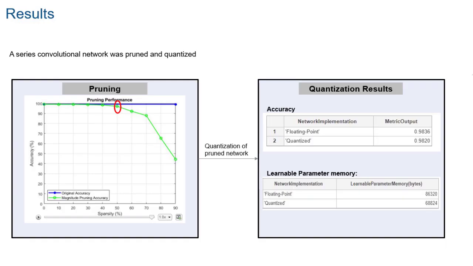Pruning and quantization was applied to a network trained to classify handwritten digits. We could achieve up to 50% pruning with less than 1% accuracy loss, and the quantized network had little to no accuracy loss compared to the floating point network.